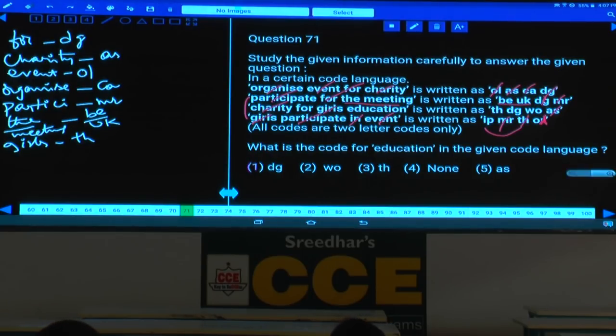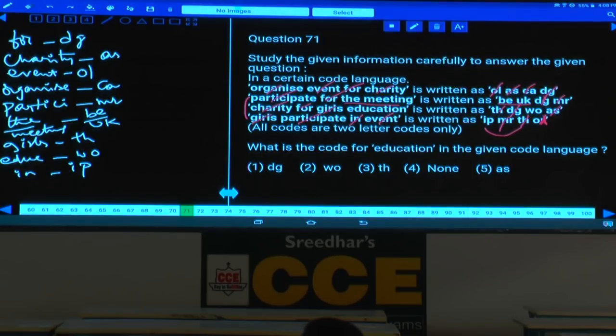This is also done. Then we are left with what? Education. Yes, what is the code to the word education here? Education and fur. Now the code for fur is DG. As fur is DG, and TH is also done, isn't it? As TH is done, what is left over here? Education is left over. And what is the code to the word education here? Education is WO. And what is left over here? In. And to this in, the code is IP.